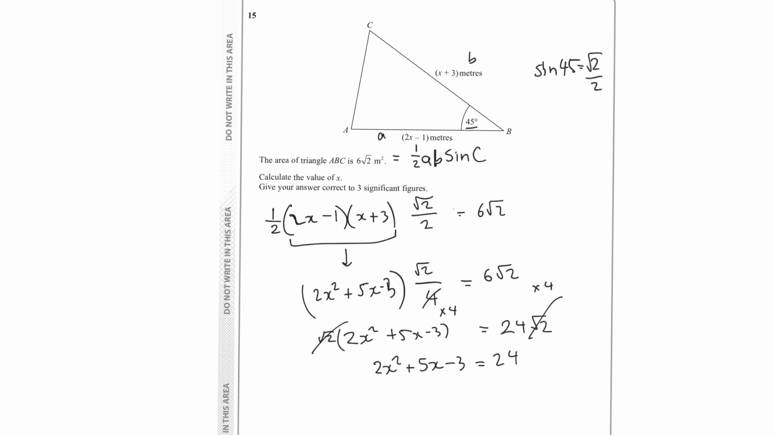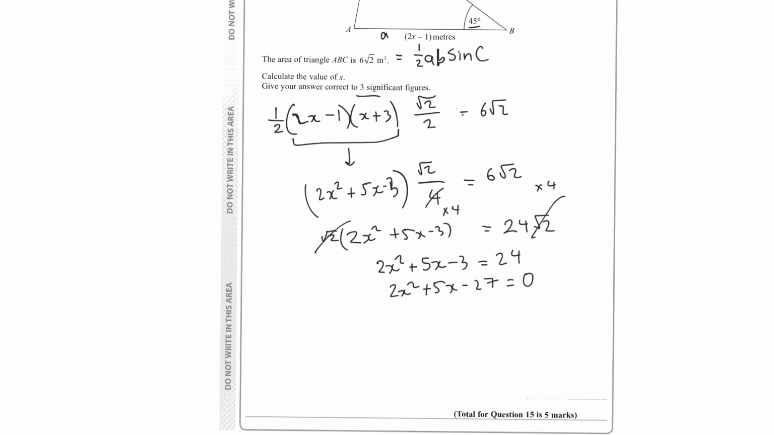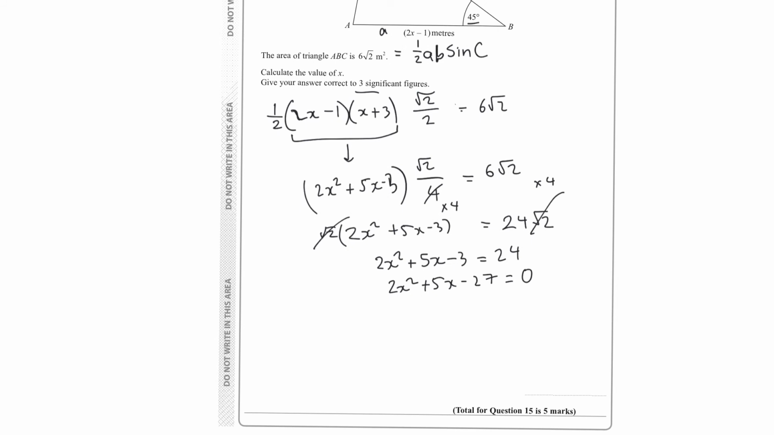So then we want to make it equal to 0 and take away 24 on both sides. So 2x squared plus 5x minus 27 is equal to 0. And in this scenario, because it's saying 3 significant figures, we're not going to factorize because factorizing would give us whole numbers. So if it's 3 significant figures, we are going to use the quadratic formula, which I also have in the link above or the description box down below.